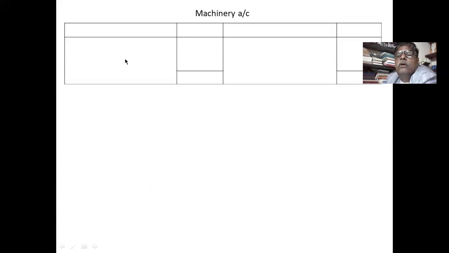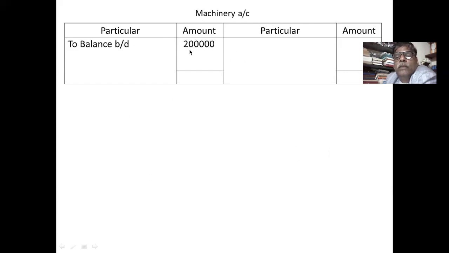Okay. Now you have to prepare the required account. Machinery account you have to prepare here because there is a sale of machinery given in the problem. Okay, you prepare the machinery account. To balance brought down, opening balance 2 lakh is there. By balance carried down 3,22,500. 3,22,500 is the balance carried down. Means last year balance, current year balance.